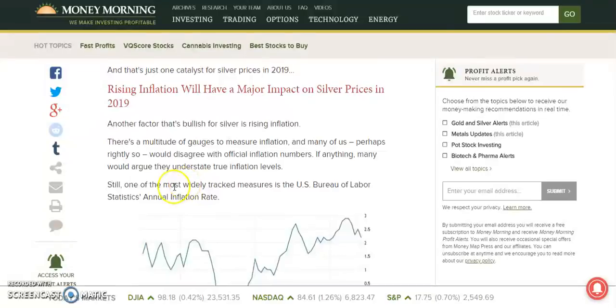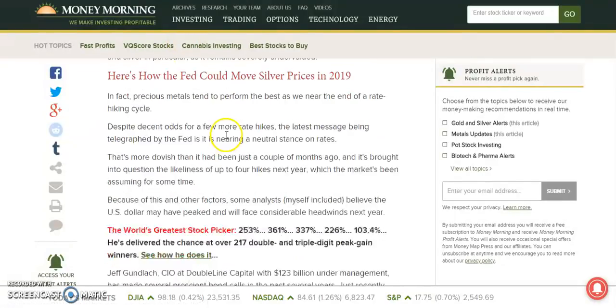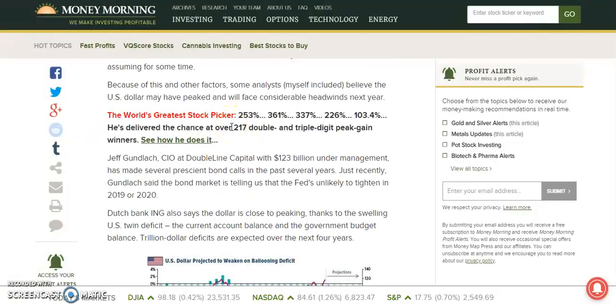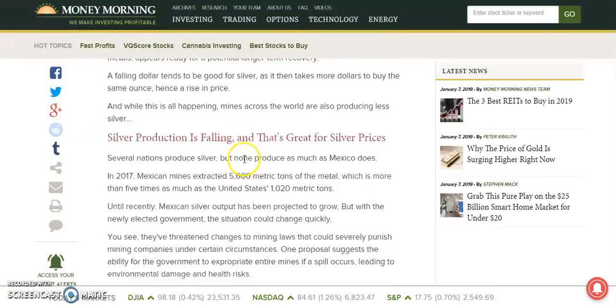Now, I can keep going on. He goes on and on. I'm going to post this article in the description, so you can check this out. He does keep going on about different angles. It's a very unique article.